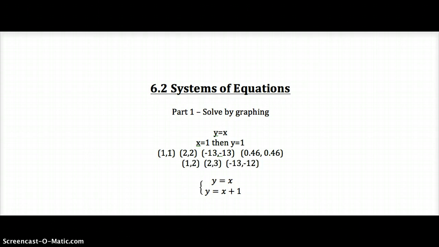These two can never possibly have the same answer, because whatever you plug in for x in the first one, like say 1, you'll get 1 out as y. And when you plug 1 into the second one, you'll get 1 plus 1, a totally different answer, 2. Okay, so these two lines are parallel and never intersect.